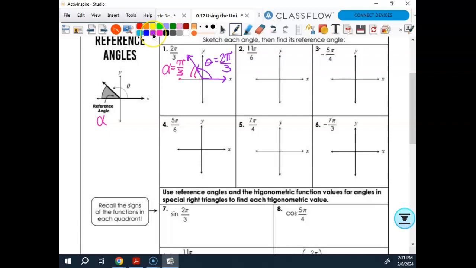11 pi 6, what quadrant is that in? Fourth, good. And then pi 6 is what in degrees? 30. So that means I'm about 30 away. That's just to help me get a semi-decent drawing here. So this is theta, which is 11 pi 6. So then my reference angle, think about it, I went all the way and I had to back up how much? Pi 6.